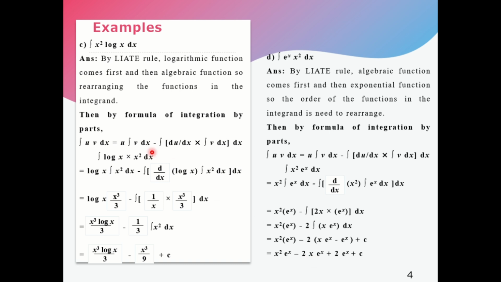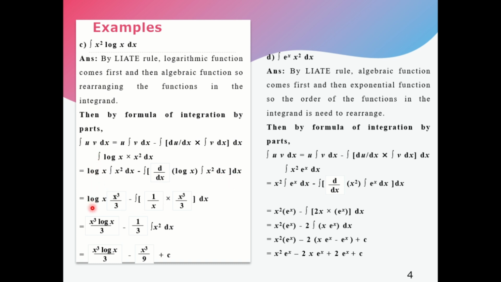Next problem, integration x square log x dx. By the rule of LIATE, the logarithmic function comes first and then the algebraic function. So rearrange the functions in the integrand. Then by the formula of integration by parts, we solve the problem. Integration log x into x square dx: log x into integration of x square dx minus integration of derivative of log x into integration of x square dx, whole integration.